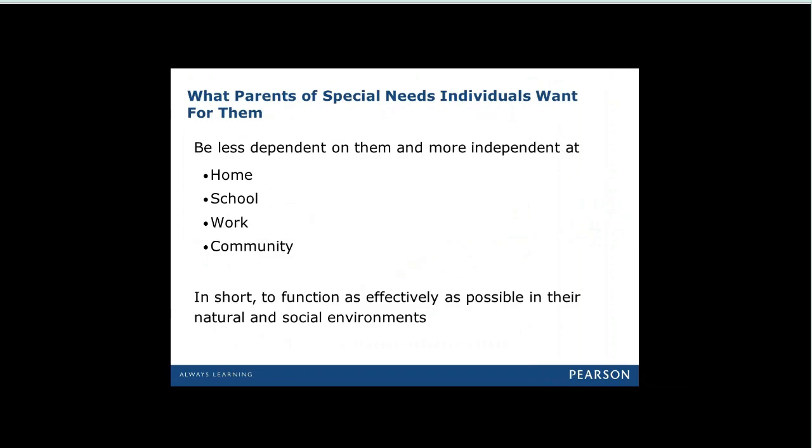So what do parents want if they are the parent of a special needs individual? Basically, when they're asked what it is they're after in terms of their child, the main responses tend to be fairly consistent and focused around being less dependent on them. They want their children to be more independent in areas such as school, home, work, and around the community. In short, what they want is for those individuals to function as effectively as possible in their natural and social environments.